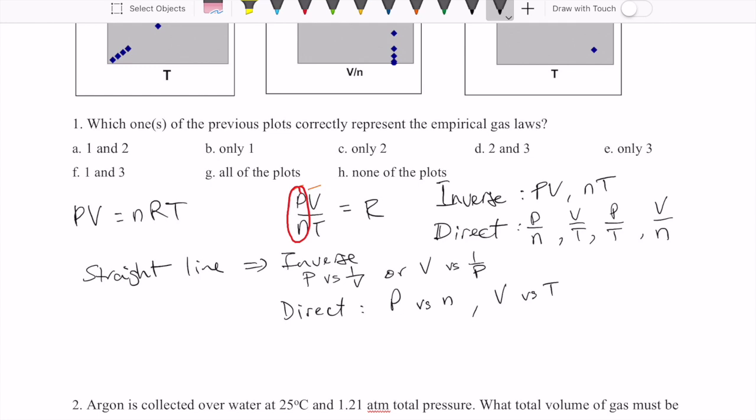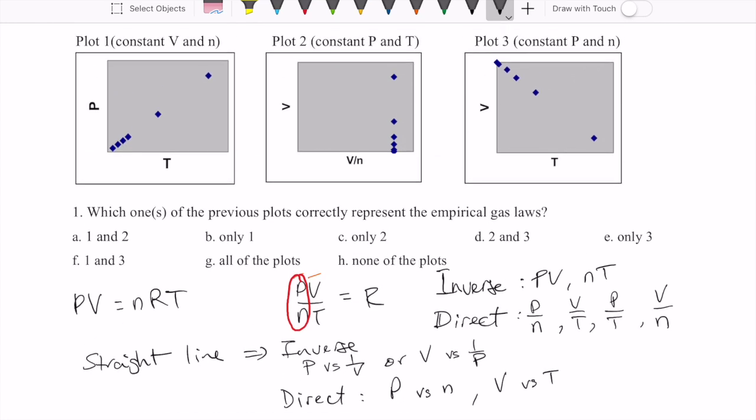So now that we have those ideas understood, we can look and analyze each of the plots that are given to us here. So the first one is a P versus T plot, and P and T, as you can see here, have a direct relationship, which means that you'll get a straight line if you just plot P versus T directly, which is what they're showing to us right here. So this one would be a plot that shows correctly the relationship in the ideal gas equation.